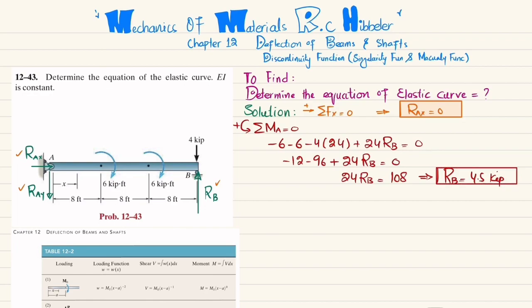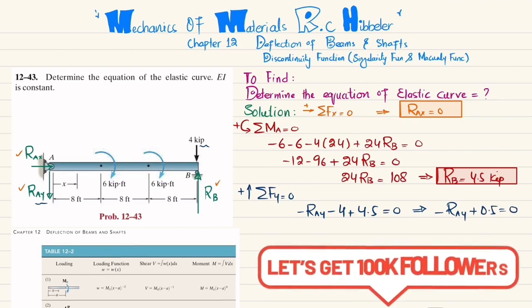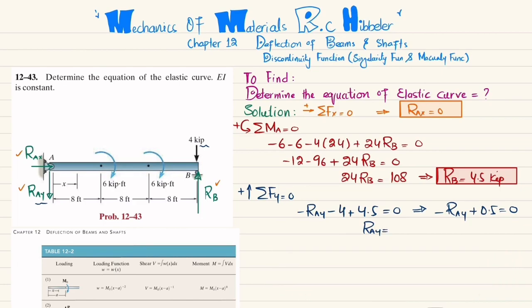Now you can find RAY as well. For that I will write another equation of equilibrium: the sum of all forces along the y direction must be equal to 0, with upward force taken as positive. One force is RAY, that is downward, so I will write minus RAY minus 4 kips, that is downward, plus RB which is 4.5, is equal to 0. So from here, minus RAY plus 0.5 is equal to 0. So RAY will be equal to 0.5 kips. Our answer for RAY is 0.5 kips, that is positive, and we had taken it as negative in the downward direction. It means that the direction we chose, downward, is the correct one.